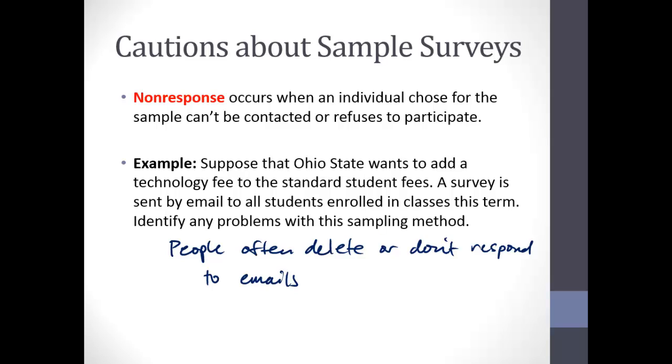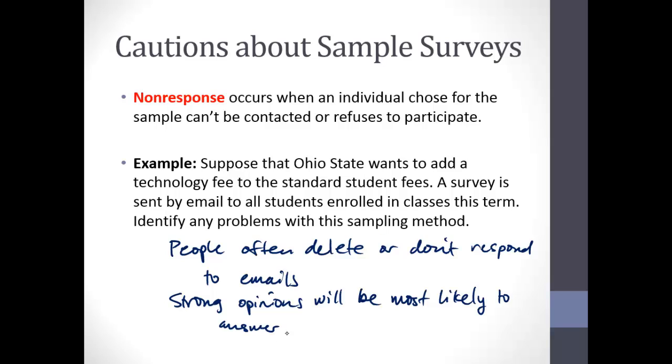What's another problem you guys can think of that's wrong with this? Yeah, that maybe the only people that answer the email are people with strong opinions. Okay, yeah. So again, if you respond to the email, you might have strong opinions. So kind of getting back to that idea, absolutely, of voluntary response.